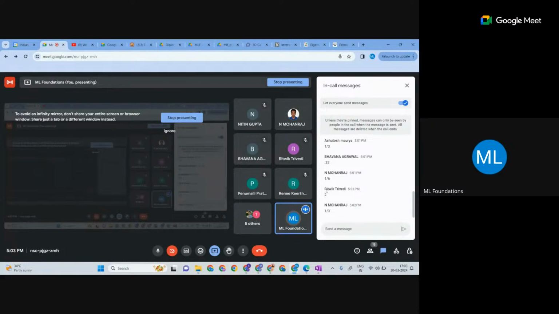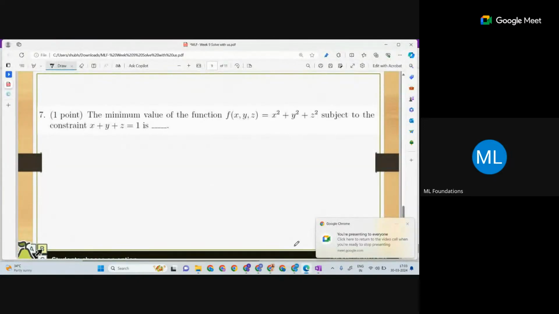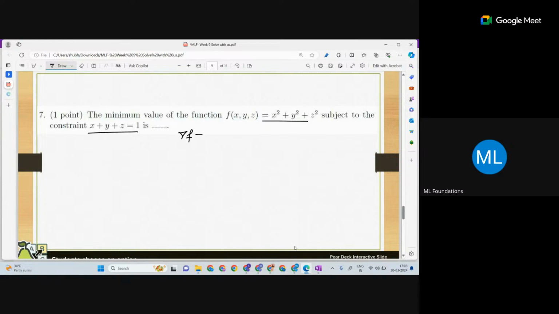Okay, let's see that. So here we will now use the Lagrange multiplier method. We have some objective function and some constraints here. So what is the Lagrange multiplier condition? Gradient of f is equal to lambda times gradient of g.